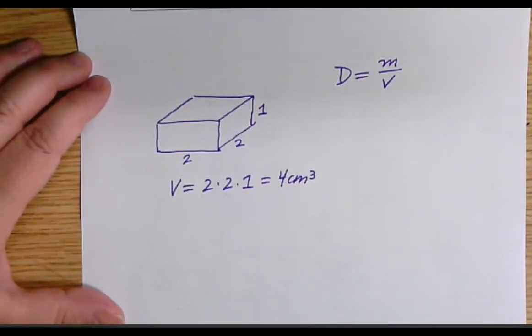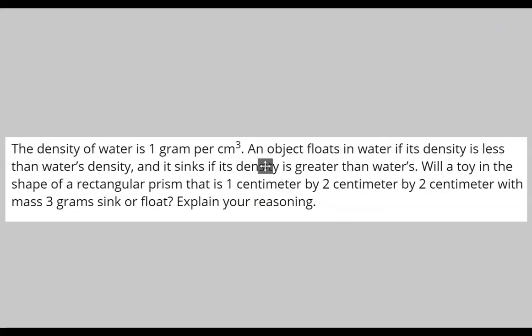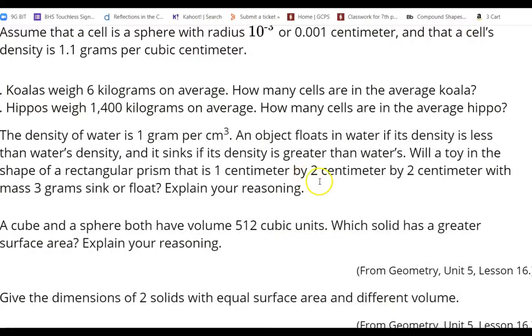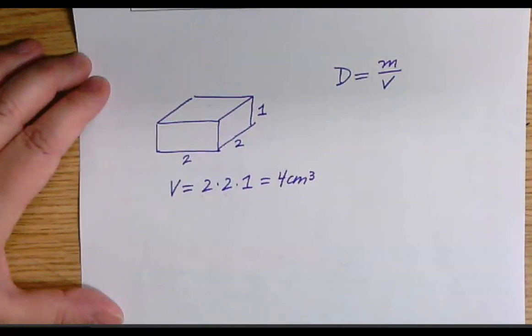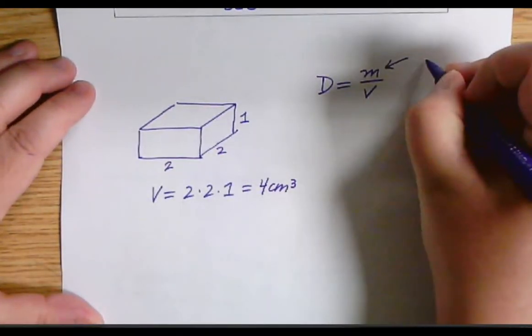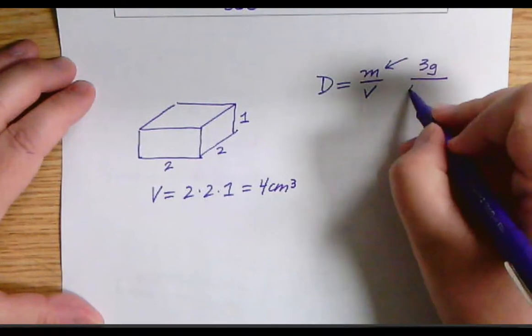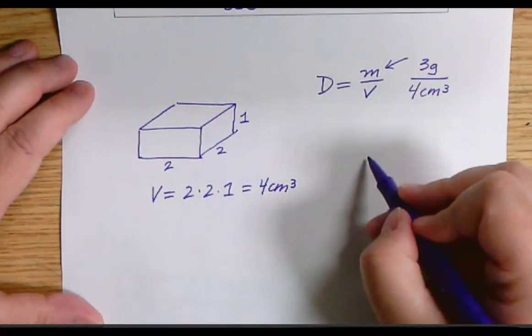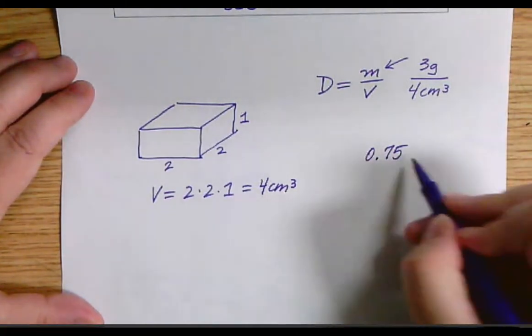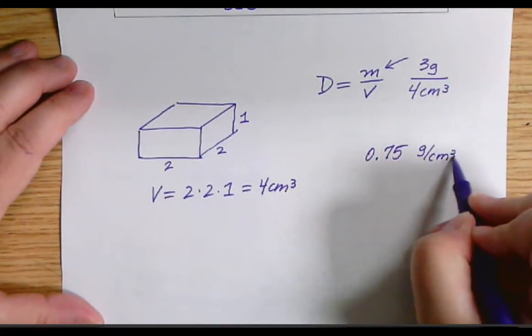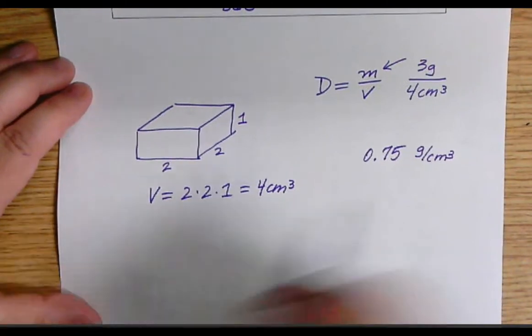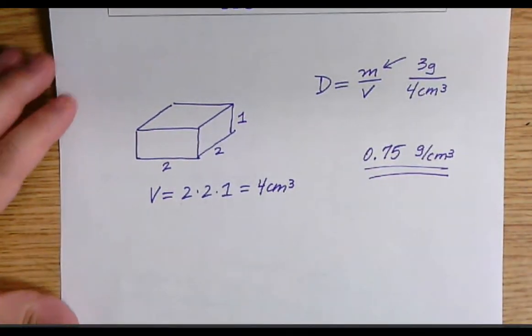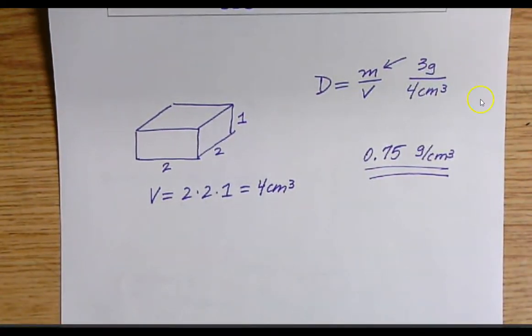All right, so going back to the problem. Will a toy in the shape of a rectangular prism with a mass of 3 grams sink or float? Sorry, that's where I got that problem from. There we go. If the mass is 3 grams and the volume is 4 cubic centimeters, 3 over 4 is 0.75. And the units is grams per cubic centimeter. Okay, so this is my density of my toy, 0.75 grams per cubic centimeter.